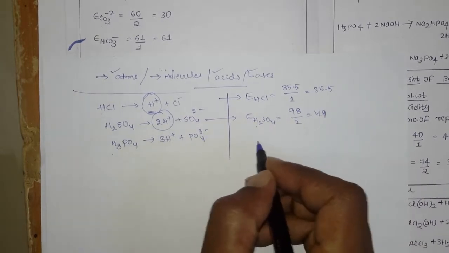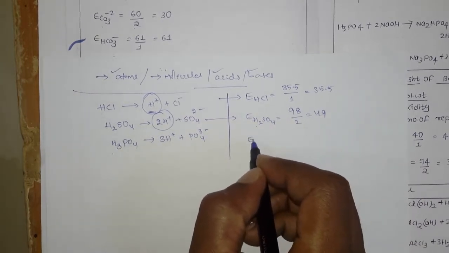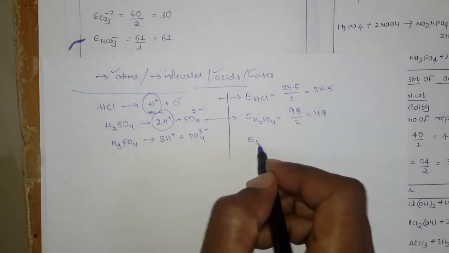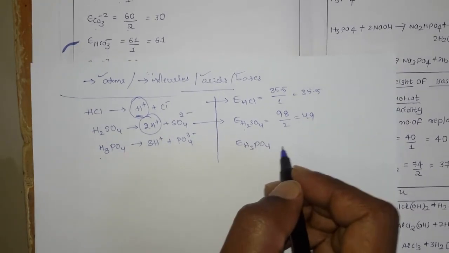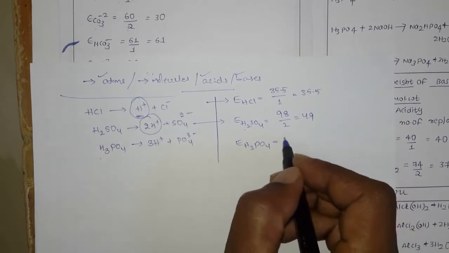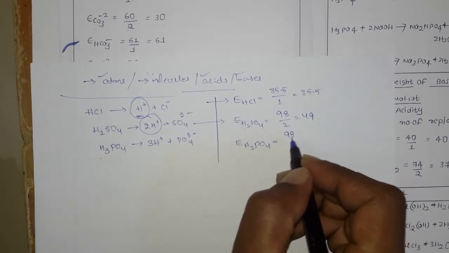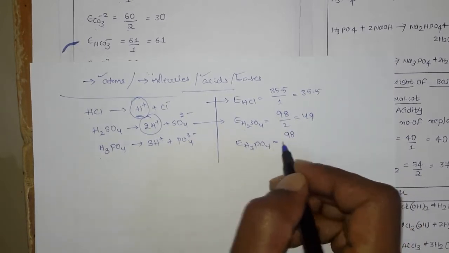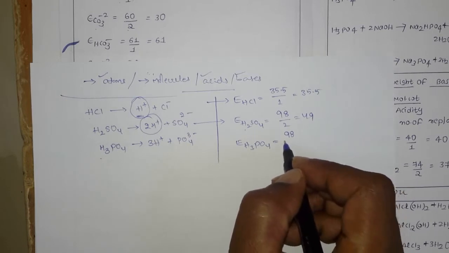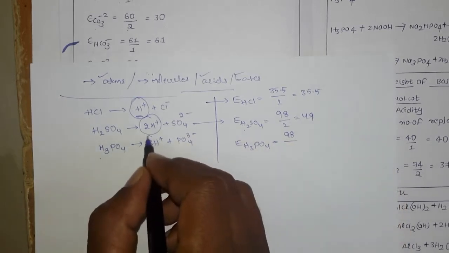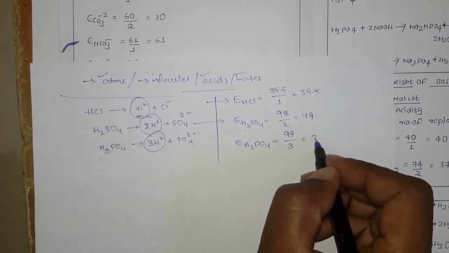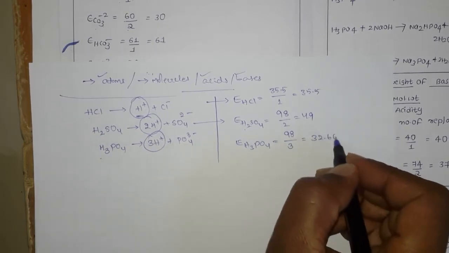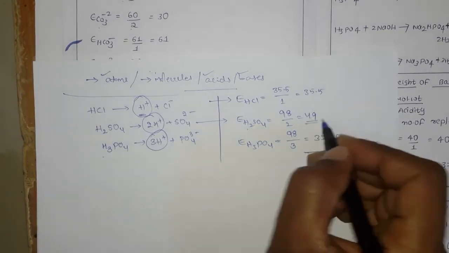Okay, and next is the equivalent weight of H3PO4. The molecular weight of H3PO4 is 98, divided by how many replaceable hydrogens? 3 hydrogens, so it is 3. So 98 by 3 is equal to 32.66. Okay, so these are the equivalent weights.